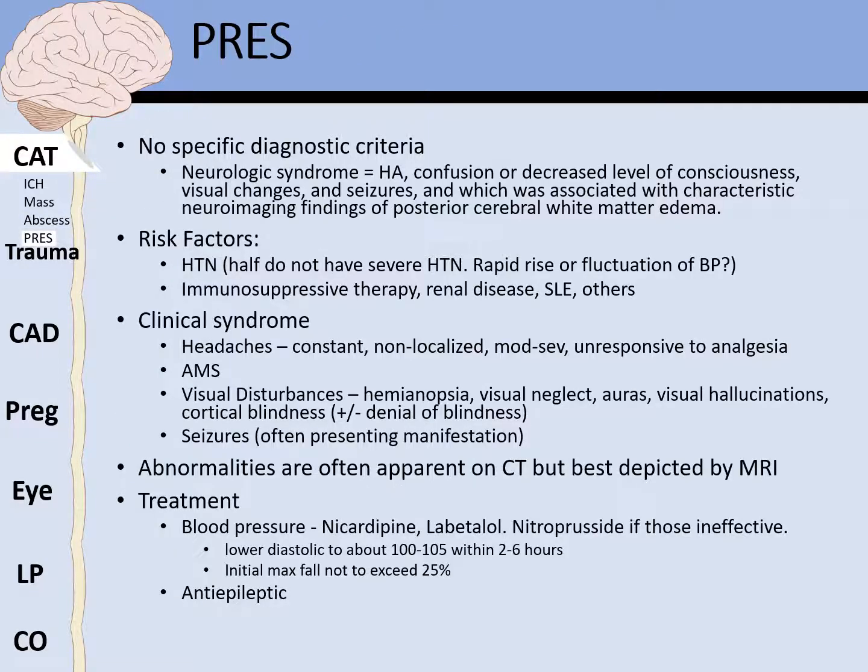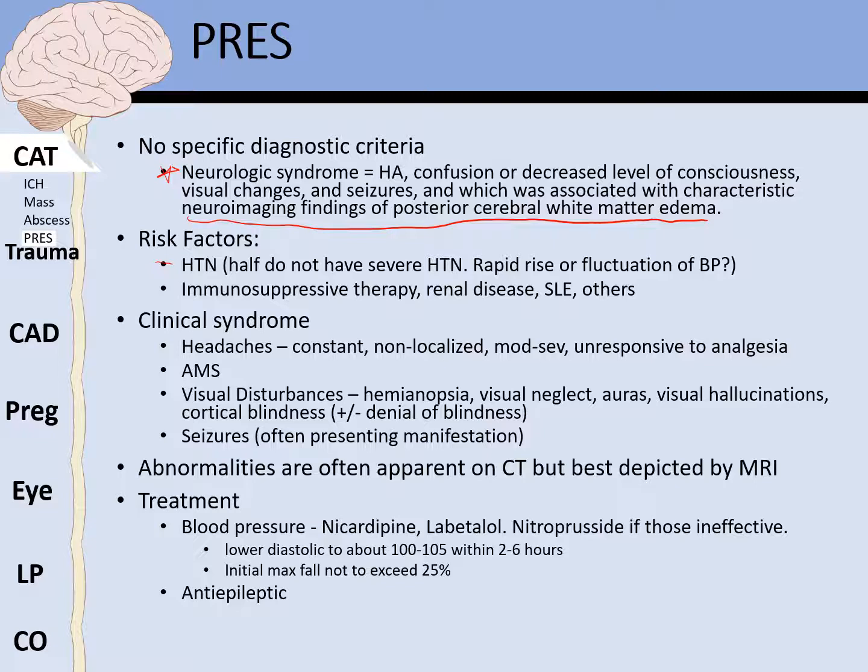Posterior reversible encephalopathy syndrome has characteristic neuroimaging findings of posterior cerebral white matter edema, often found on CT but best depicted by MRI, and typically has a neurologic syndrome of headache with altered mental status, vision changes, or seizures. Classically, these patients are hypertensive, but some do not have severe hypertension, so it may be more related to the rate of change of blood pressure.